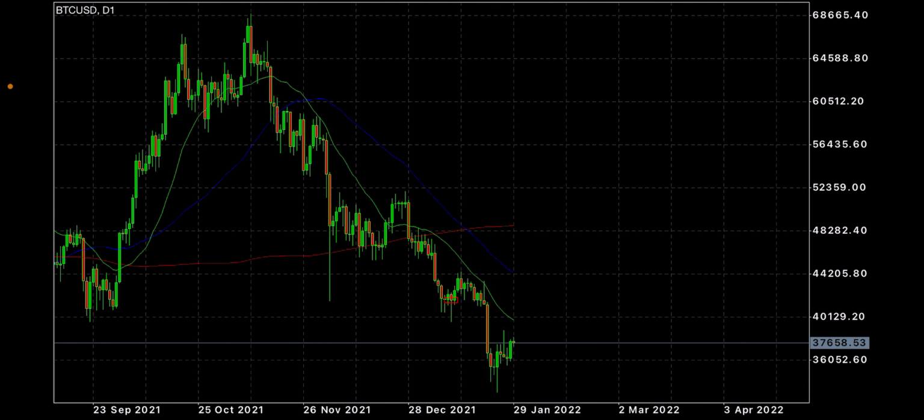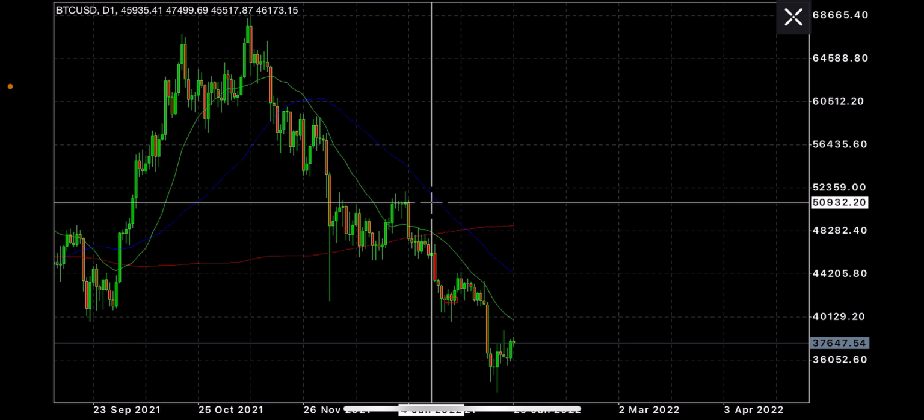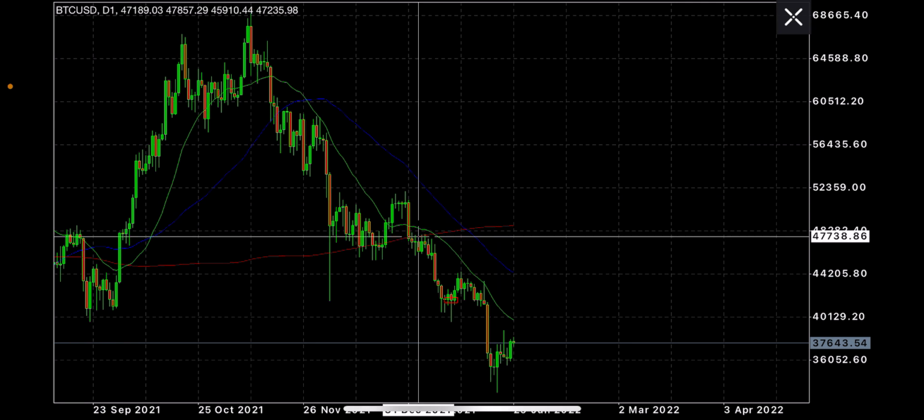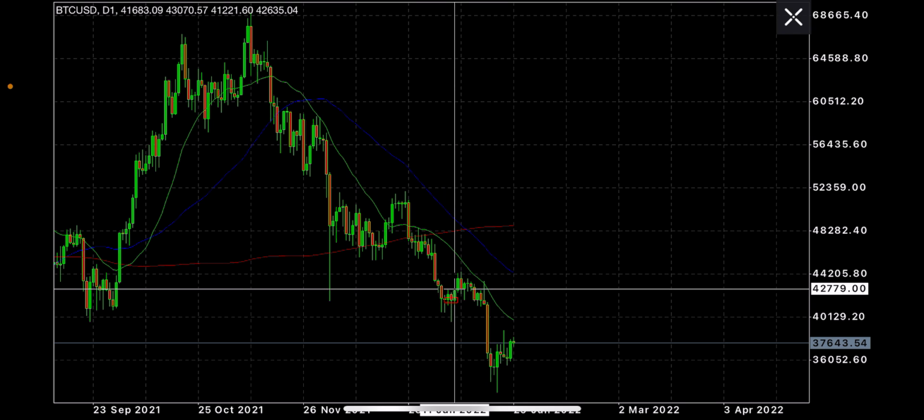So what we're going to open up is the day time frame, and right now we'll be looking at Bitcoin. The daily time frame is used to see whether a particular currency or commodity is strong or weak. That is the purpose of the daily time frame. It's to see whether a particular currency is either strong or weak.